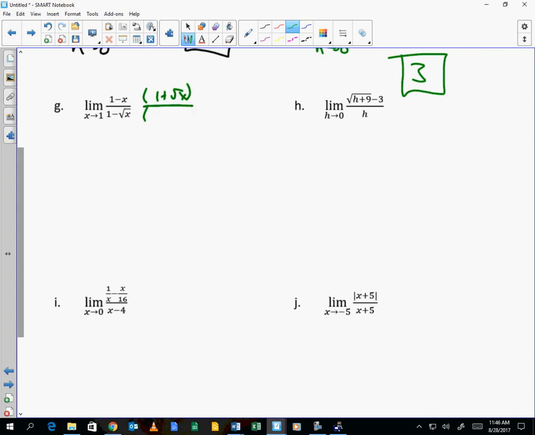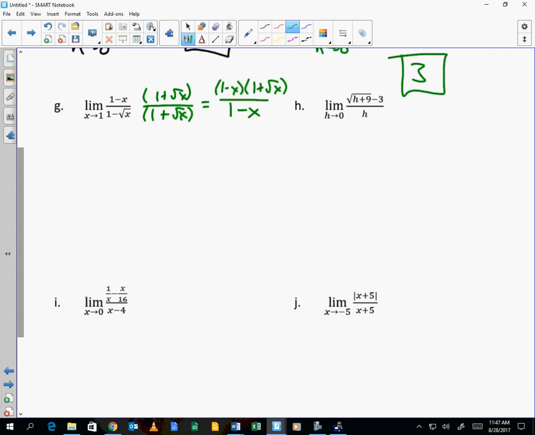So when you don't know what to do, do Spanish. Multiply by the conjugate. And in the denominator, we get 1 minus x. Agreed? It's the conjugate, so the middles are going to go away. In the numerator, we have 1 minus x times 1 plus the root of x. And you can see that those cancel.